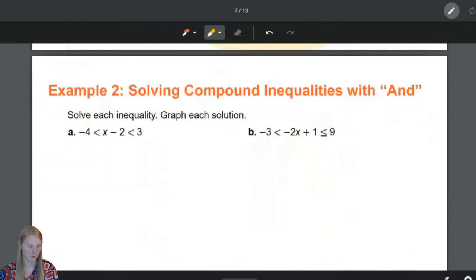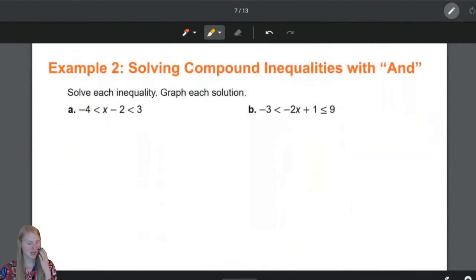Okay, so now, example 2. We know how to graph them now. Cool, we graphed compound inequalities, but how do you solve them? How do you solve compound inequalities with and? Well, I will show you.